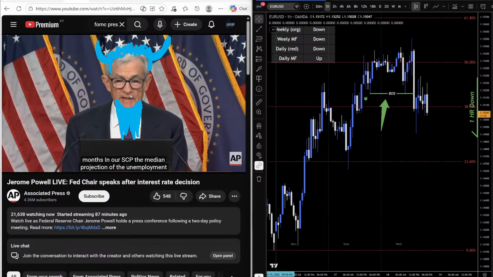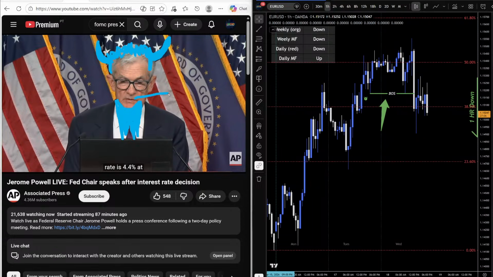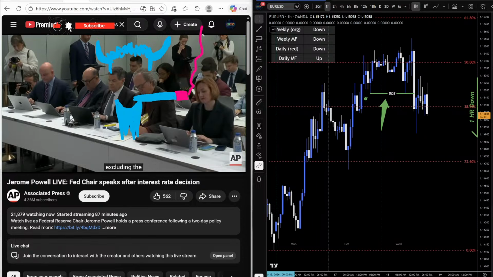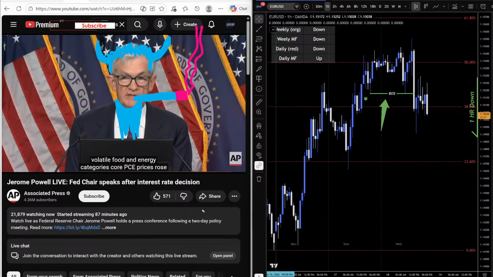Inflation has eased significantly from its highs in mid-2022, but remains somewhat elevated relative to our 2% longer-run goal. Estimates based on the Consumer Price Index and other data indicate that total PCE prices rose 2.8% over the 12 months ending in February, and that excluding the volatile food and energy categories, core PCE prices rose 3.0%.